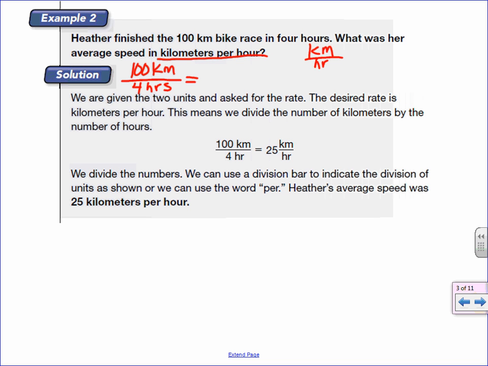So 100 kilometers divided by 4 hours. I haven't crossed any units out, so these will both be there in the end, which matches the units that I want, kilometers per hour. So 100 divided by 4 is 25, and then the units are just like they are shown here, kilometers per hour. Okay? Or you could write it as they do right here, kilometers per hour in words.